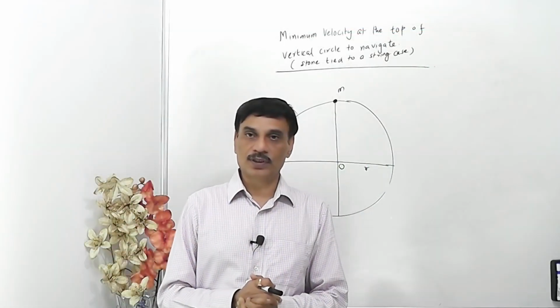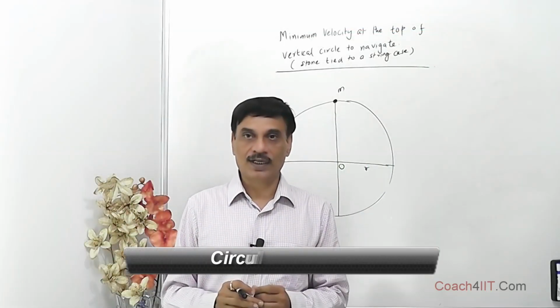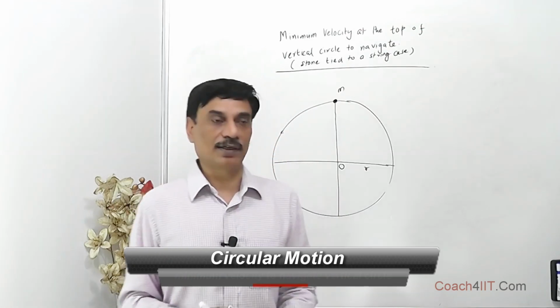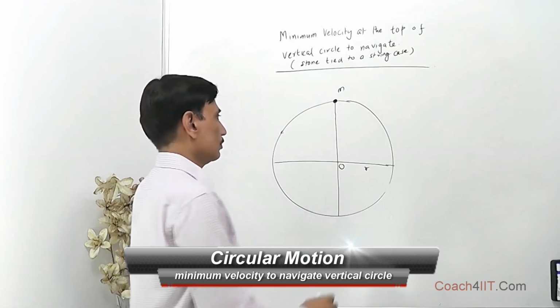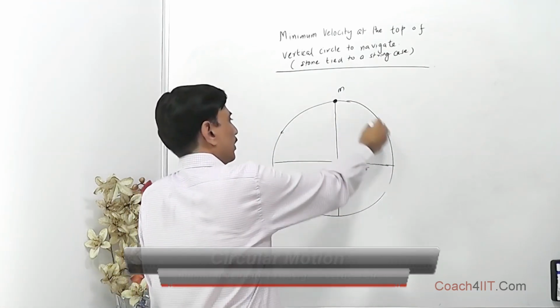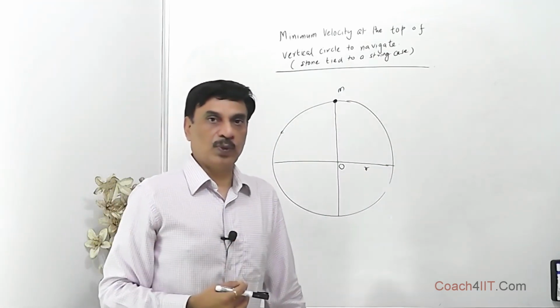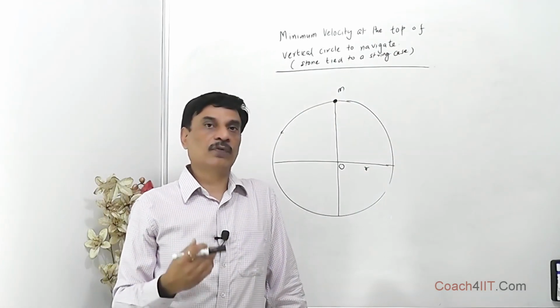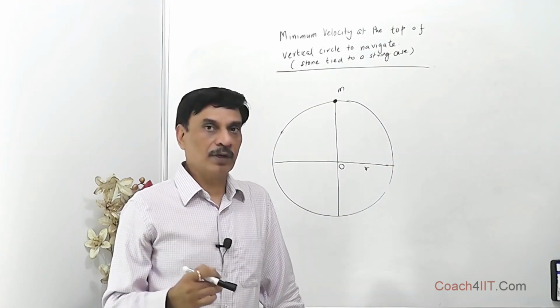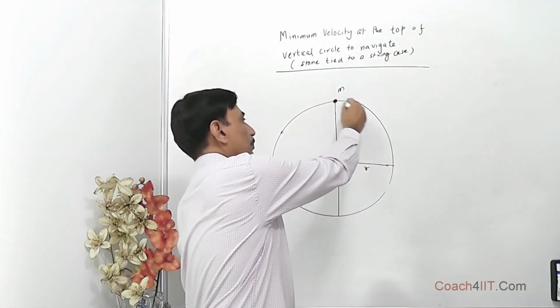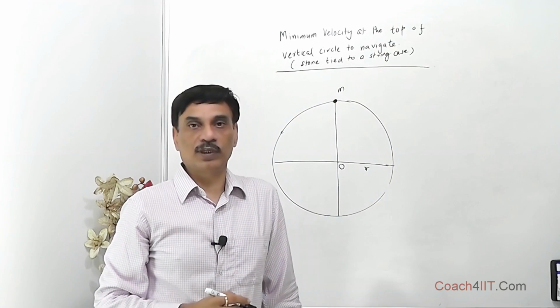Case of a stone tied to a string and revolved in a vertical circle. This is the stone, this is the string centered at O, and it is moved in a vertical circle. Obviously this motion is a non-uniform circular motion. Now it is asked, what is the minimum velocity it should have at the top so that it is able to navigate the circle?